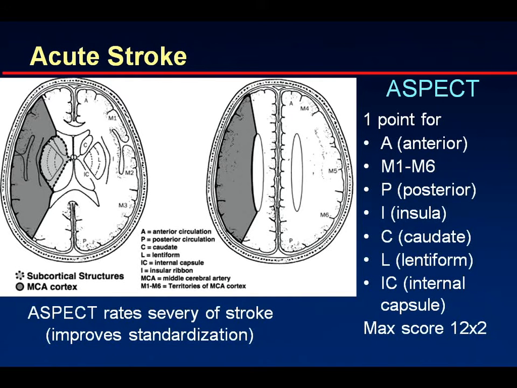Then you have the insular region. Then you have the lentiform nucleus, nucleus caudatus, internal capsule. All of those give you 1 point, and also the posterior region gives you 1 point. So by doing that, it becomes a little bit easier to compare the outcome of stroke. And you can use that not only using the non-contrast CT, you can also use that using diffusion-weighted imaging or CT perfusion that I'll show you in a moment. Maximum score is 12 on one side, so basically the higher the score, the worse the outcome.